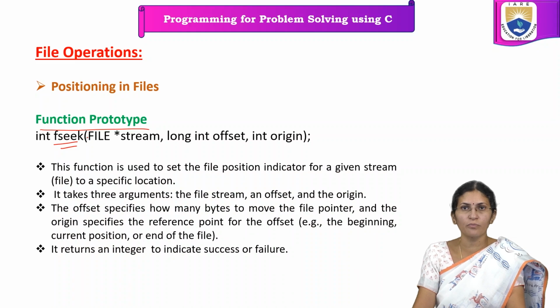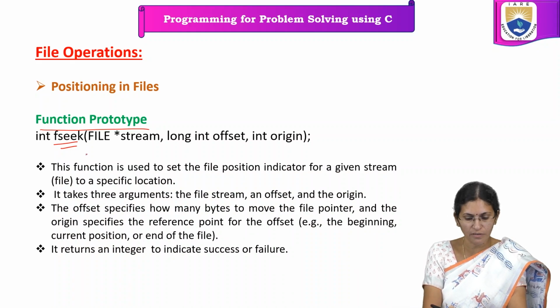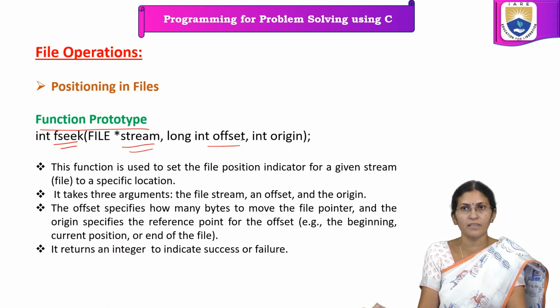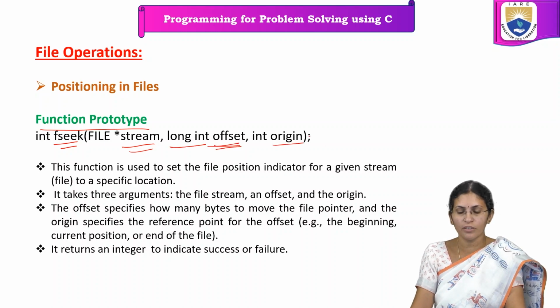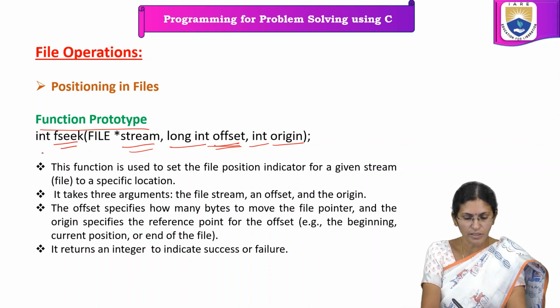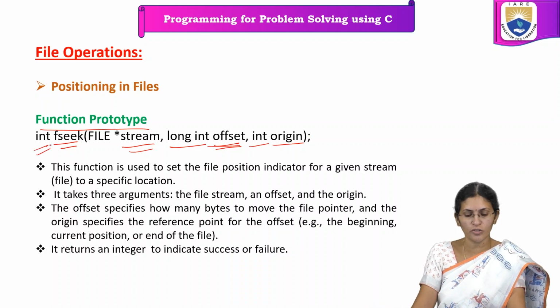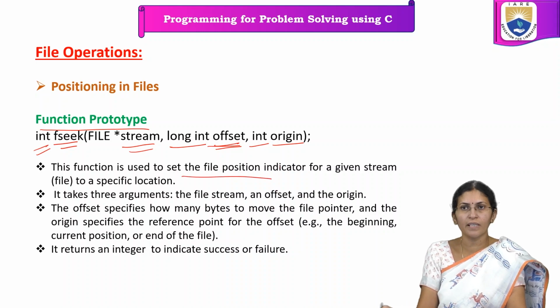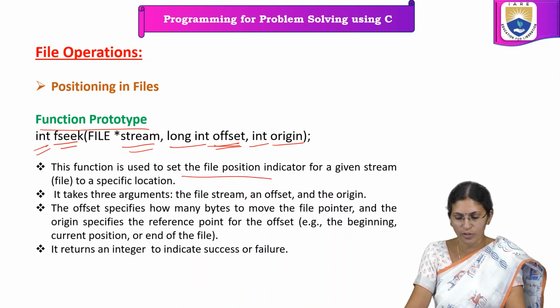This is the function prototype for the fseek function. It takes three arguments. The first one is a file pointer. The next parameter is an offset, which is of long int type. And the last one is origin, which is of type integer. The return type of this function is integer. This is used to set the file position indicator for a given stream to a specific location.